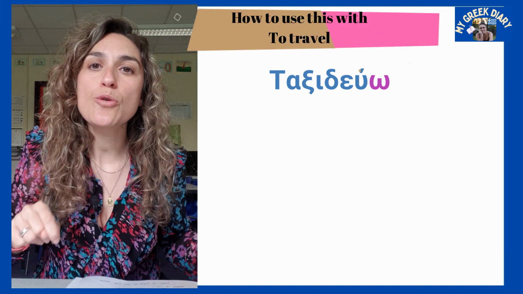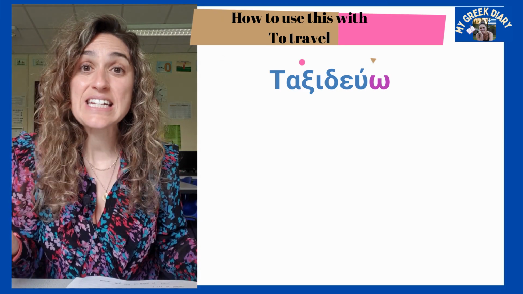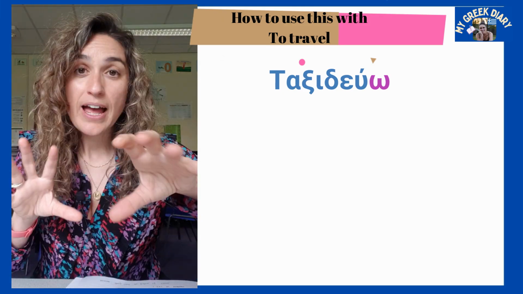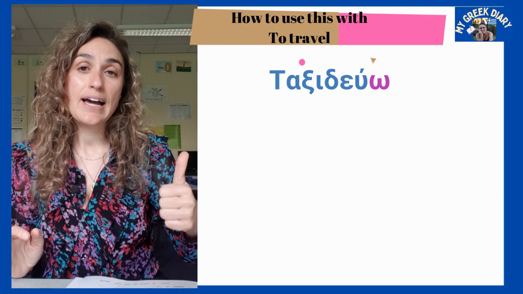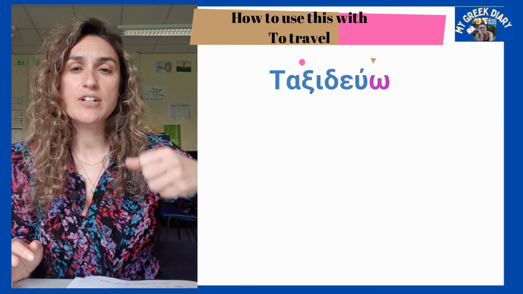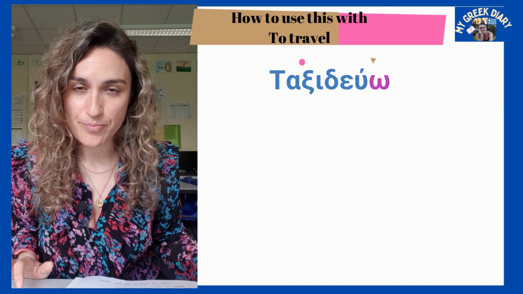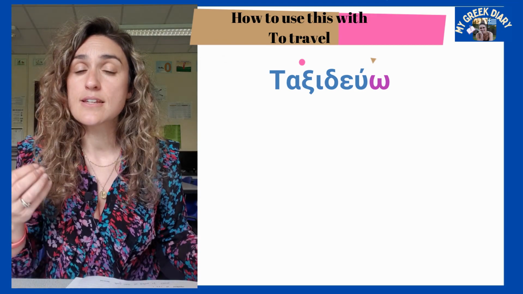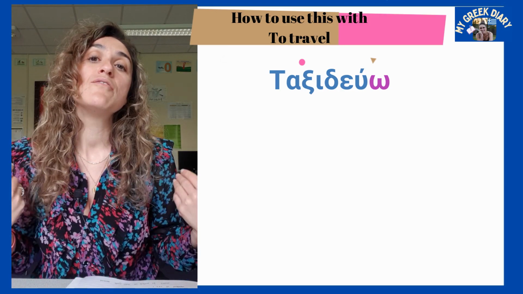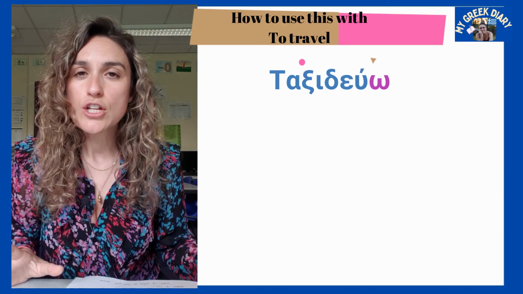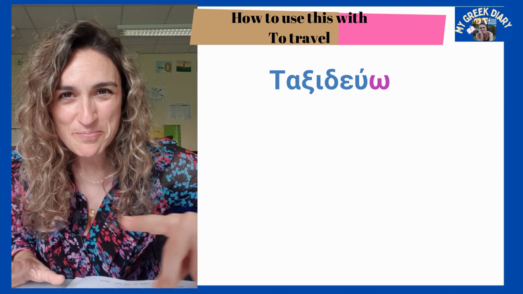Now, I'm gonna challenge you with a new verb. Let's take, for instance, the verb to travel, ταξιδεύω. I'm gonna ask you to pause the video and now try to say I like to travel, you like to travel, she likes to travel, and so on with the verb ταξιδεύω. The verb ταξιδεύω has the same structure and the same logic as the verb βγάζω. It has the same endings. So try to pause for a second and write it down and then check with me. Okay?